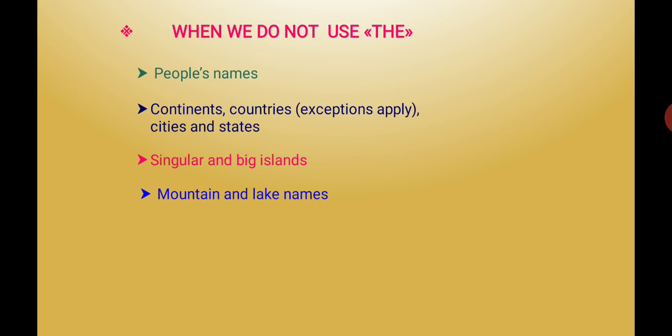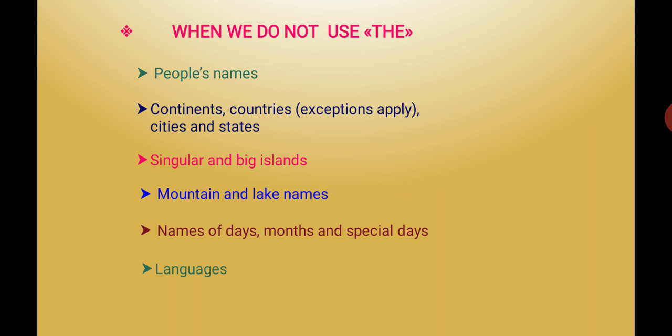Next is names of days, months and special days. Names of days means days of the week, months means months of the year, and special days means festivals or special days like Teacher's Day, Mother's Day, Father's Day, Daughter's Day. We cannot use the before this type of special days, festivals, months of the year and days of the week.